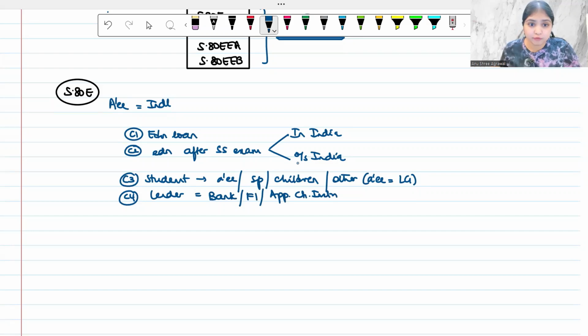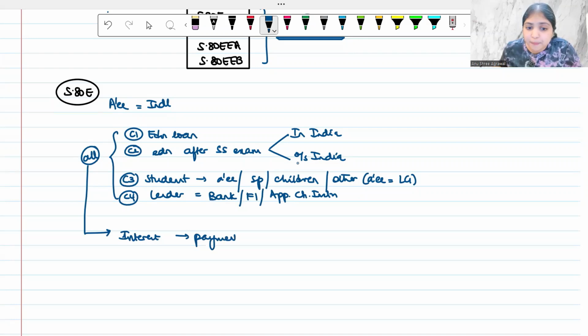The lender can be any of these 4 people. And condition number 5, on this loan, we should be paying interest. See, I have 4 conditions. If all these 4 conditions are fulfilled, then on this loan, whatever interest I am making payment, I have to make the payment. So only on payment basis, this interest will be allowed as a deduction under section 80E.